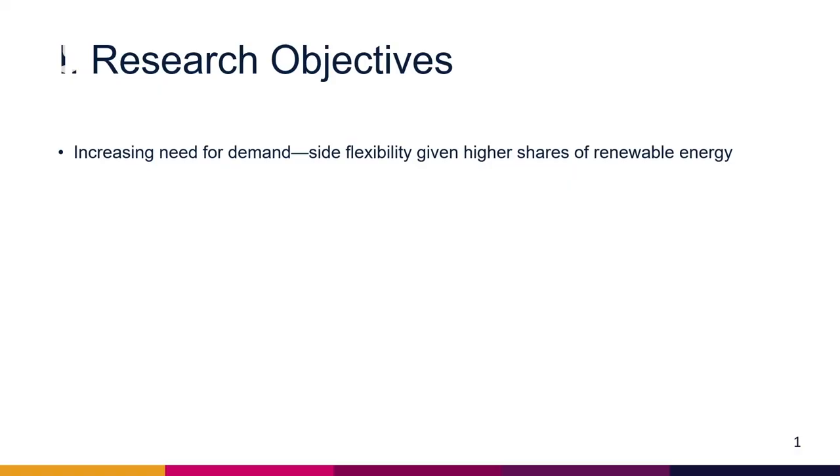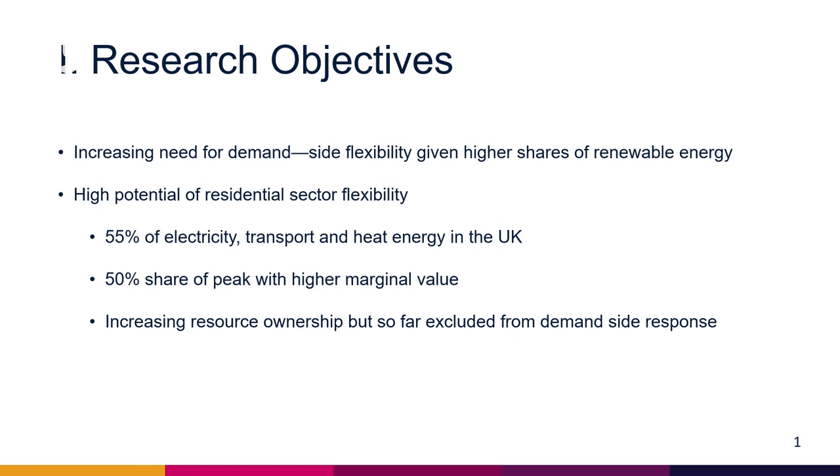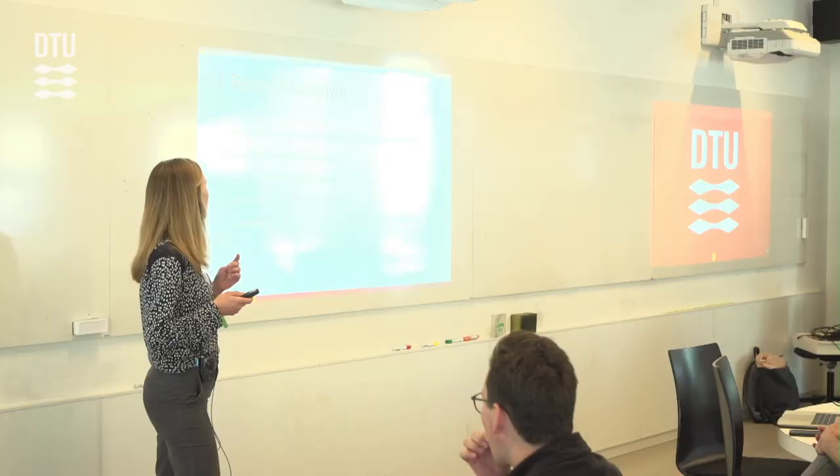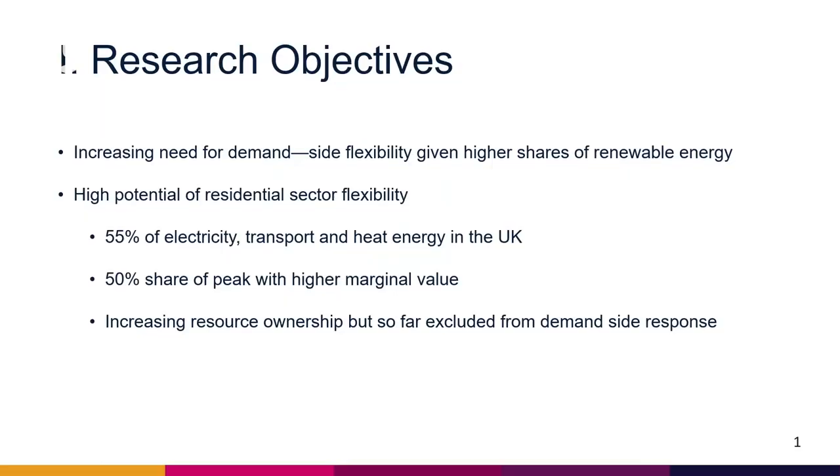And the residential sector seems like a high potential area for flexibility that we could use for demand side response. For example, if we look at UK numbers, at the moment the residential sector is 40% of electricity, but once we also electrify heat and transport, over half of our energy consumption in the UK is for the residential sector. And particularly we need most flexibility around peak time, and the residential sector is very focused around the peak, so there's very high potential there.